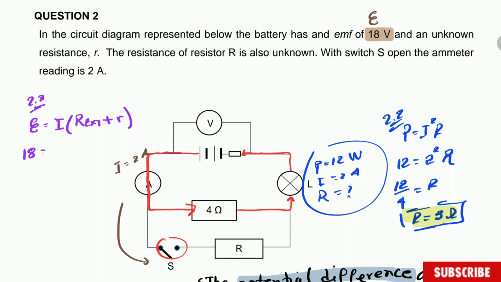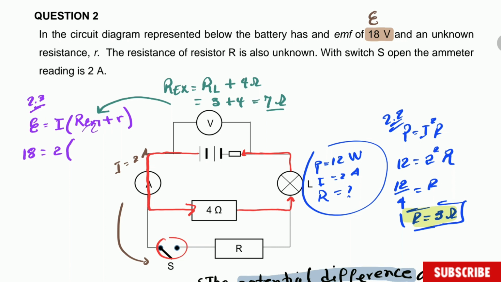So this one is 18 is equal, the current is 2 amperes. I'm going to open bracket, the external resistance is the resistance in series here of the light bulb and the resistor. So let's write here external resistance is equal to R of the light bulb L, which we did calculate, plus the 4 ohm. So if you substitute, this one is going to be 3 plus 4, it is 7 ohm. This one is the external resistance which we are going to substitute there.